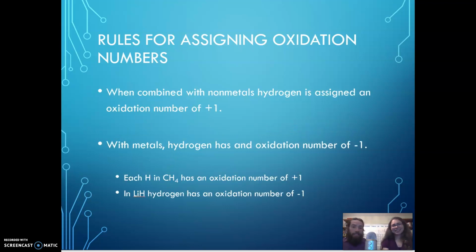Okay, so hydrogen can combine with nonmetals, in which case we assign it an oxidation number of +1. But it'll also combine with metals. In this case, we assign it an oxidation number of -1. So we've got a couple examples. CH4, we assign that a +1 because it's with the nonmetal carbon. With lithium hydride, LiH, the hydrogen would have an oxidation number of -1. So it's important to know that distinction between metals and nonmetals with hydrogen.